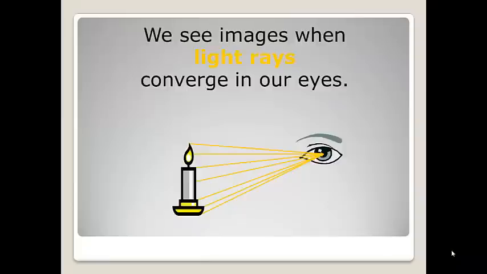Here's the no-duh statement of the video. We see images when light rays converge towards our eyes. This is called the line of sight principle. In order to see something, you have to be looking at it, and you have to be sighting along one of those rays that are being emitted from the object.